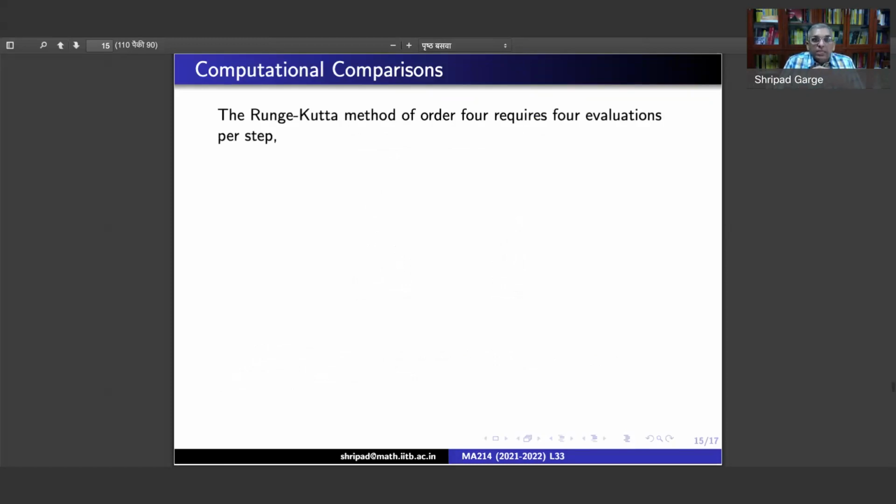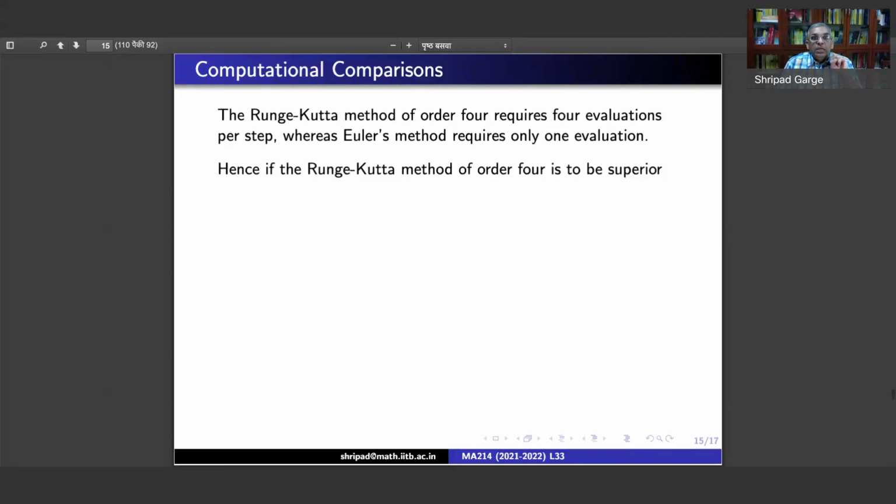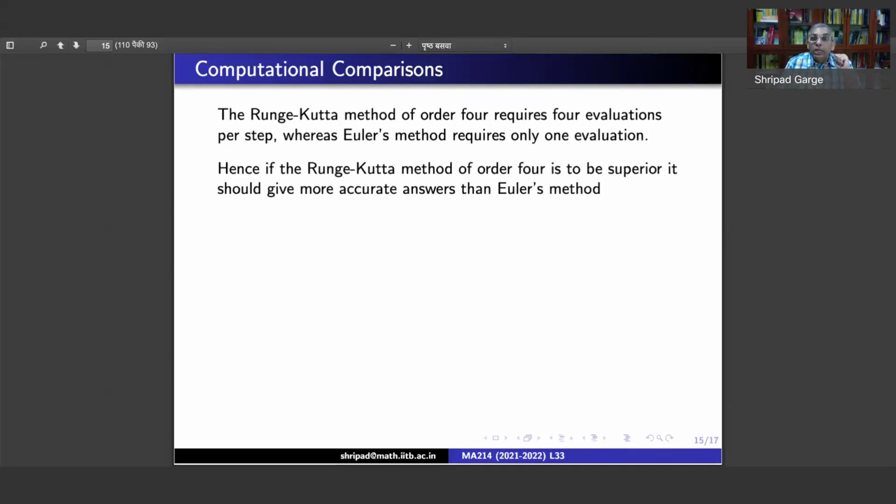So this is what it does. The Runge-Kutta method, because there are 4 nested evaluations, has 4 evaluations that you have to do per step. Whereas Euler's method will require only 1 evaluation. And if you want to claim that Runge-Kutta method of order 4 is superior, it should give more accurate answers than Euler's method with 1/4 of the step size.